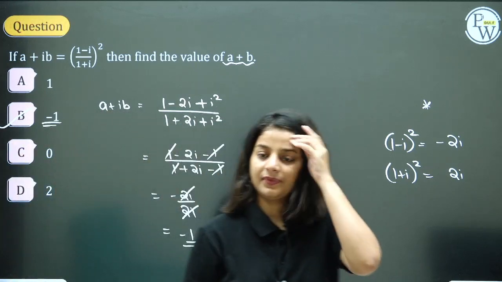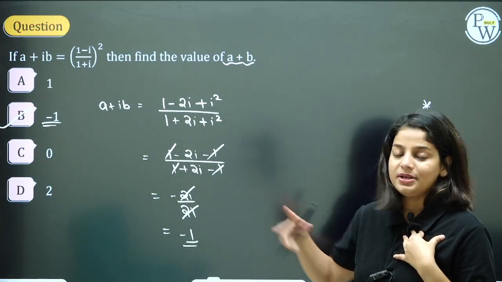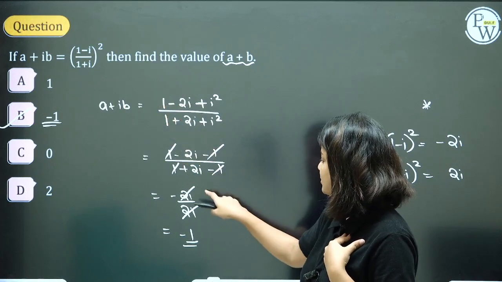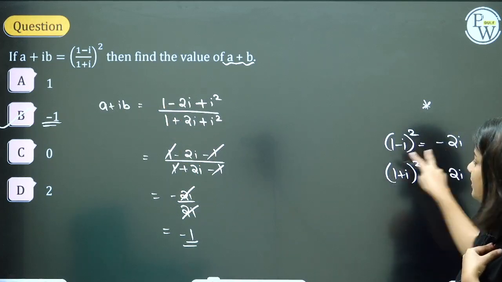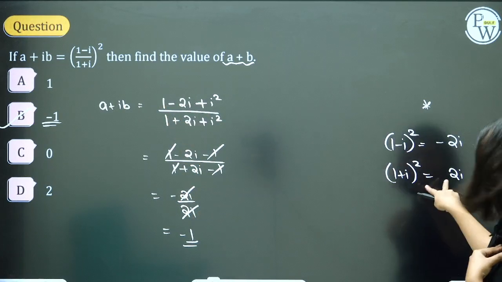Option B. And what I asked you to remember is on squaring 1 minus i the whole square, numerator is minus 2i. On squaring the denominator, it is plus 2i.